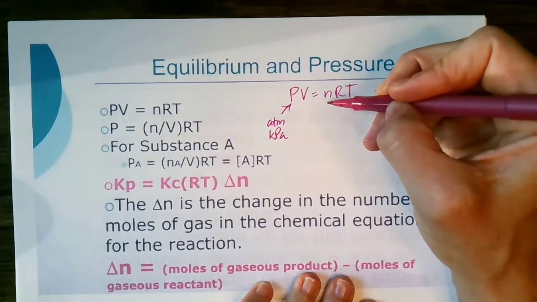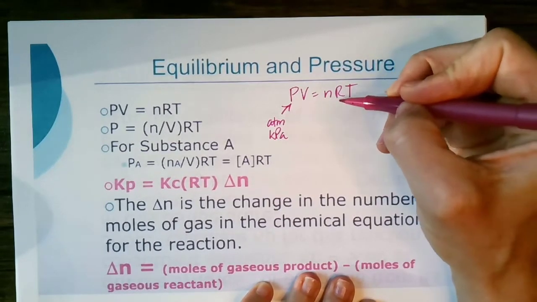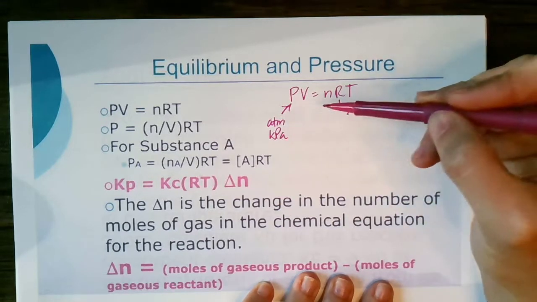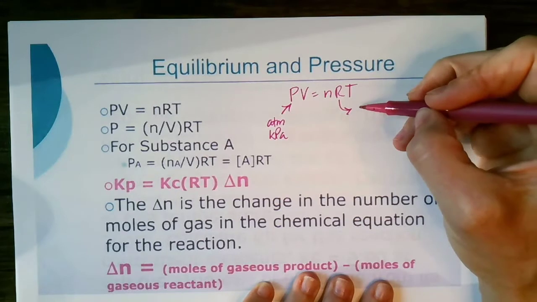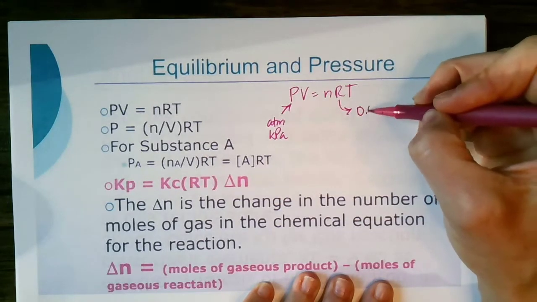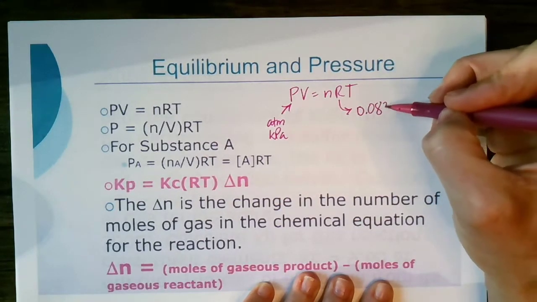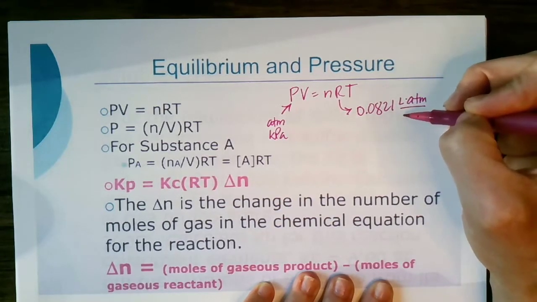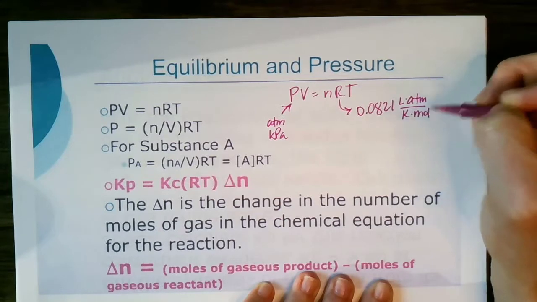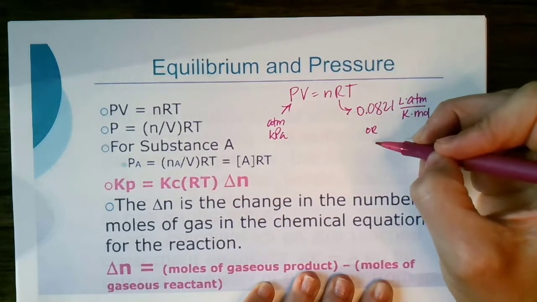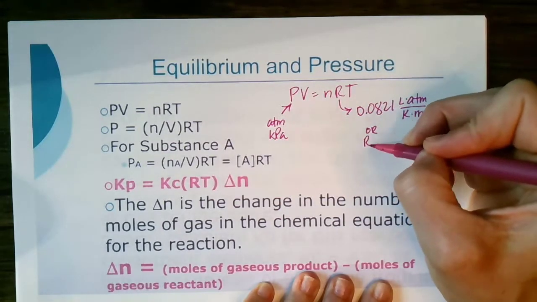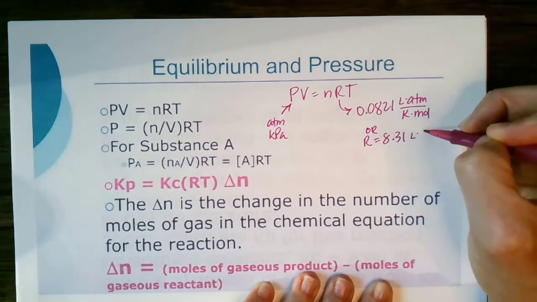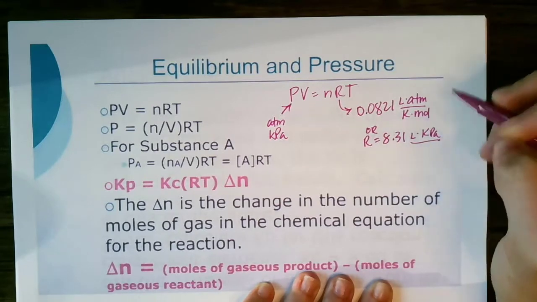Our n is our moles, and this R was one of two things, depending on what our other units were in. R could be 0.0821, and that would be in liters atmospheres over Kelvin mole, or R could equal 8.31, but those units would be liters kilopascals over Kelvin mole.